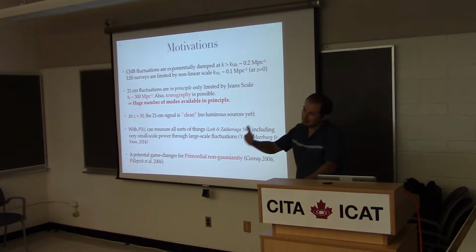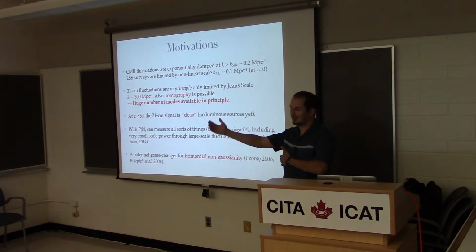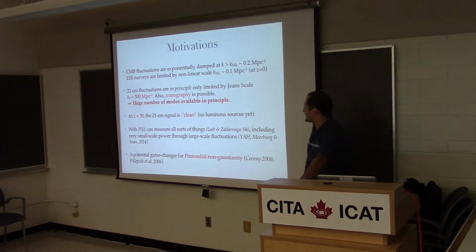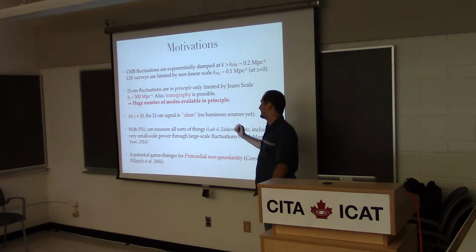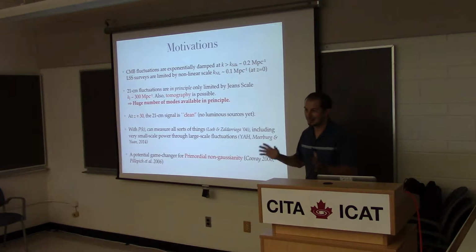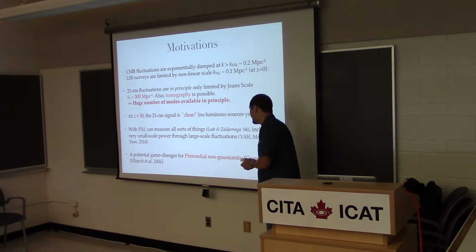And you can also do tomography. CMB has only one surface of last scattering, but with 21 centimeter, you can have a whole three-dimensional map of the universe. So in principle, you have a huge number of modes available. In this talk, I'll focus at redshift greater than 30, because then we can assume that the signal is rather clean. There are no luminous sources, so it's in principle very simple.